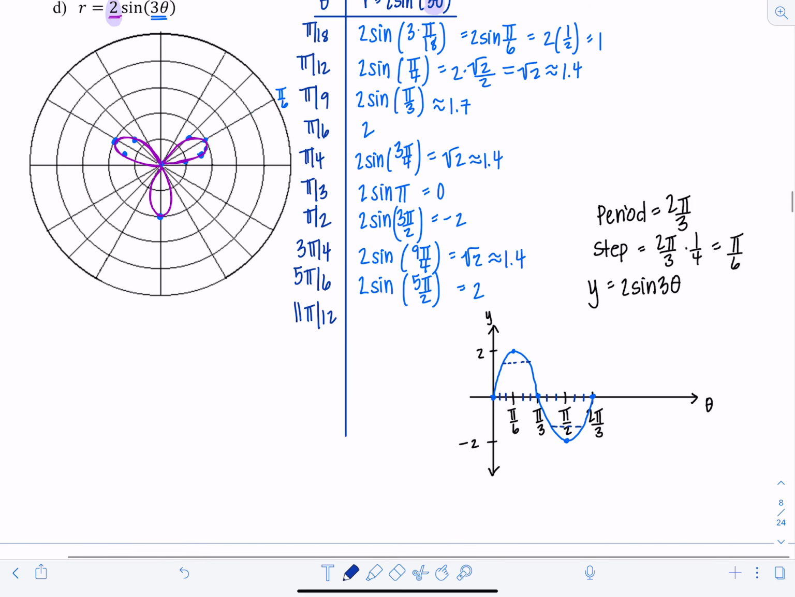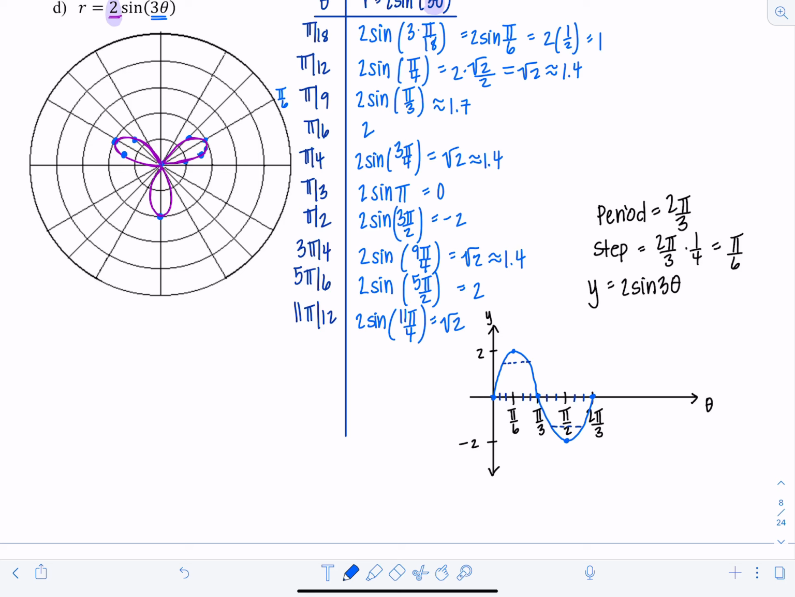All right, good. We never even, did we plug in 11 pi over 12? No, let's do it. I feel bad that it's there and we didn't do it. So this is going to be 2 times sine of 11 pi over 4. So that's the same as 3 pi over 4. So that's going to be rad 2. So about 1.4 at 11 pi over 12. Oh, that's this guy that we reflected earlier.